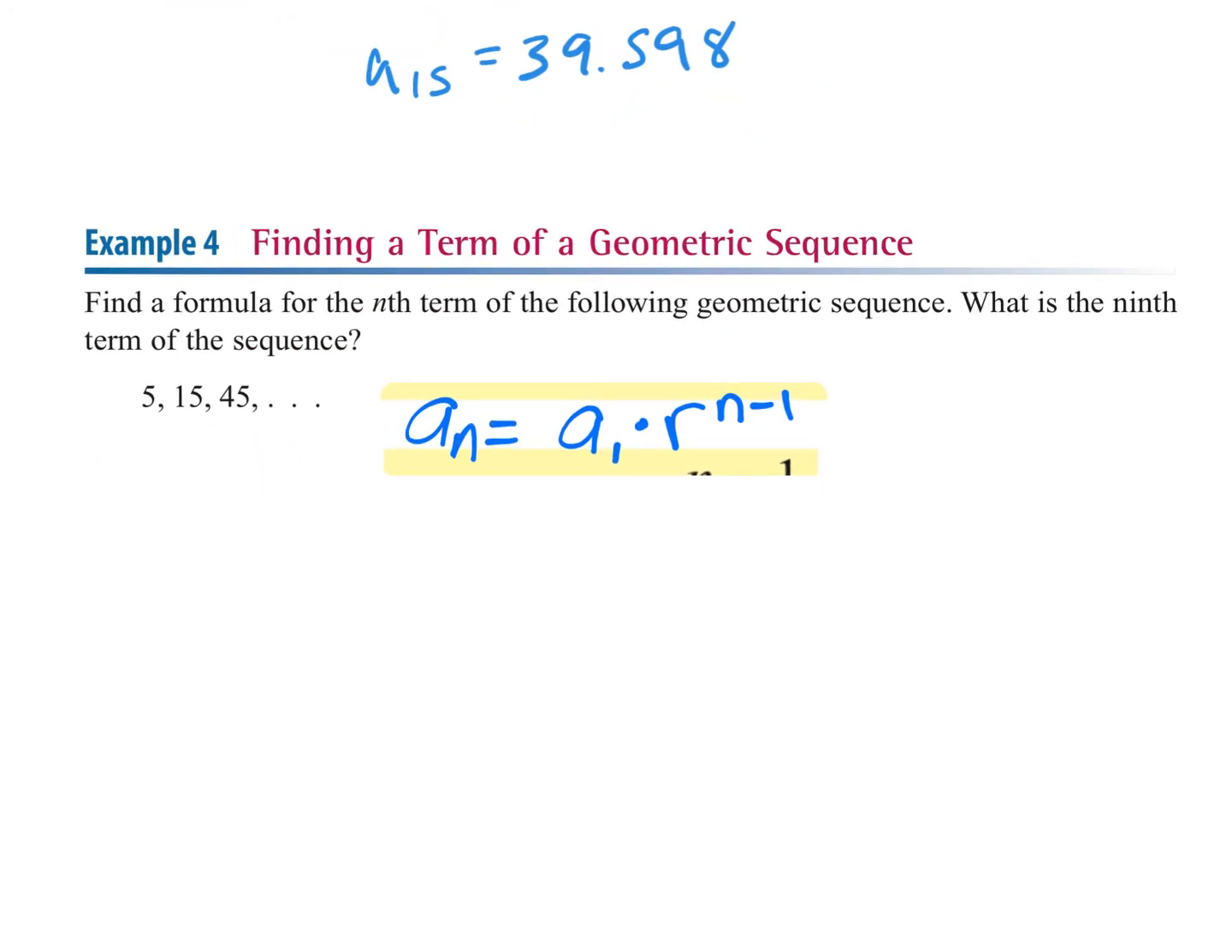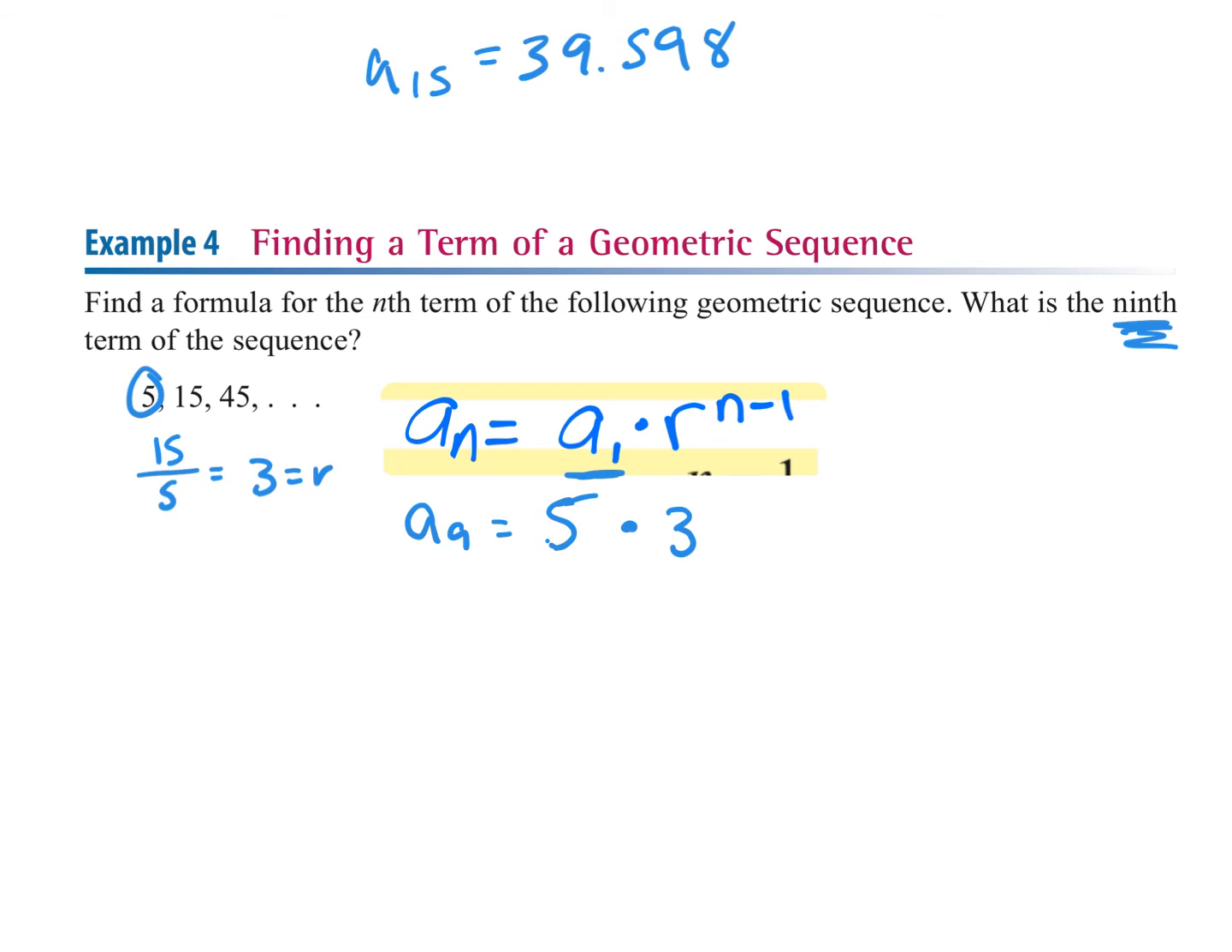All right, example 4. We have to find a formula for the nth term of the following geometric sequence and then find what the 9th term of the sequence is. So with this equation, we're looking for a sub 9. Do we have a sub 1? What's our first term? 5. Perfect. 5. Do we know what our ratio is? Awesome. We just take our second term, divide it by the first term, and that gives us 3. So 3 is our ratio.